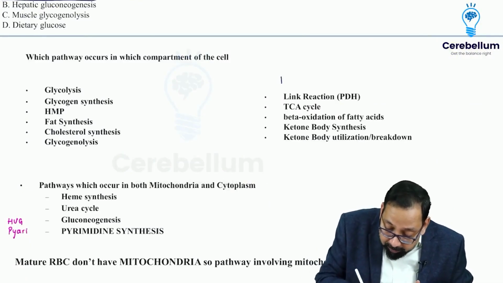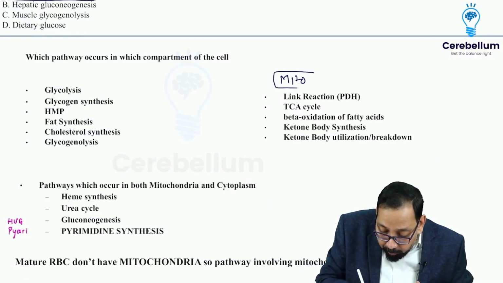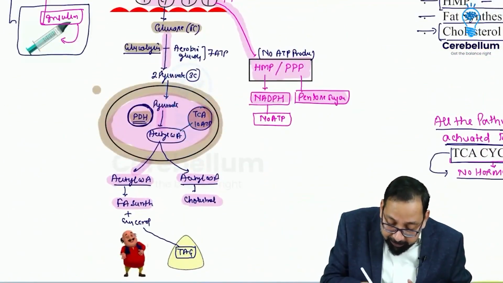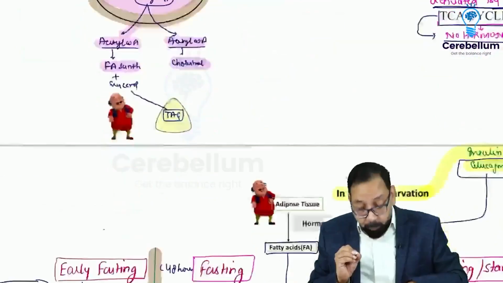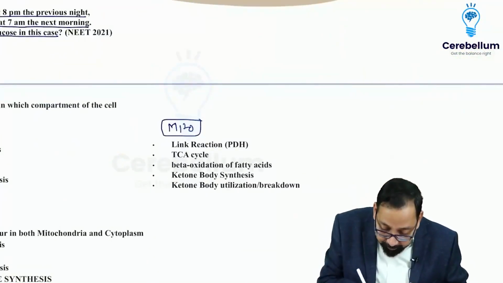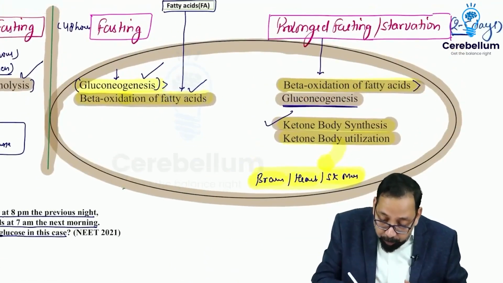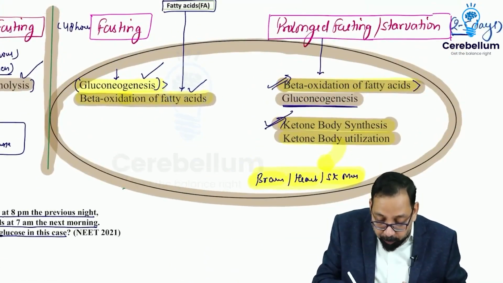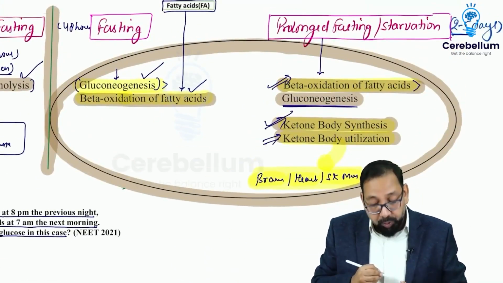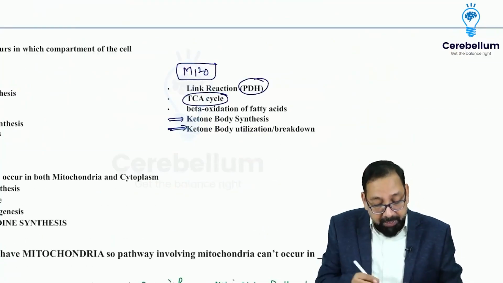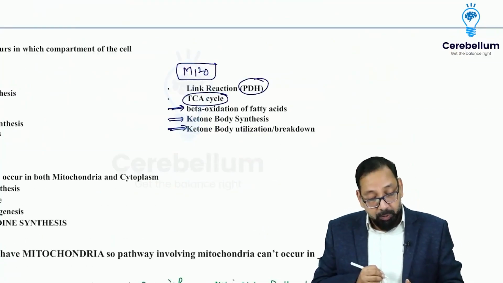First of all, I will discuss mitochondria. I have already told you on the first page that only two steps, pyruvate dehydrogenase and the TCA cycle, occur in mitochondria. On this page, I have told you beta oxidation occurs in mitochondria, ketone body synthesis occurs in mitochondria, and ketone body utilization occurs in mitochondria.